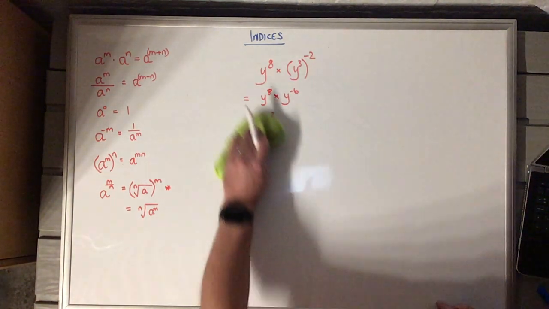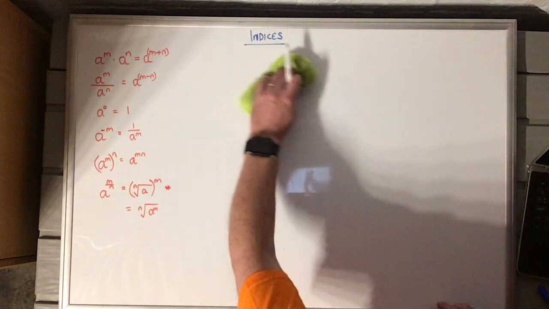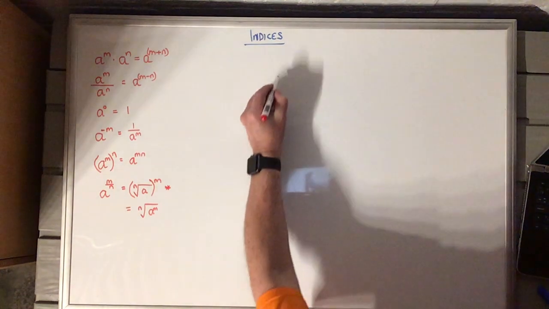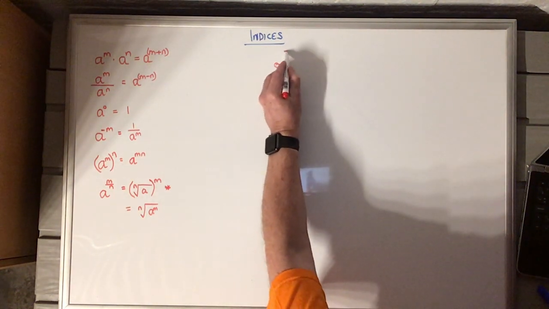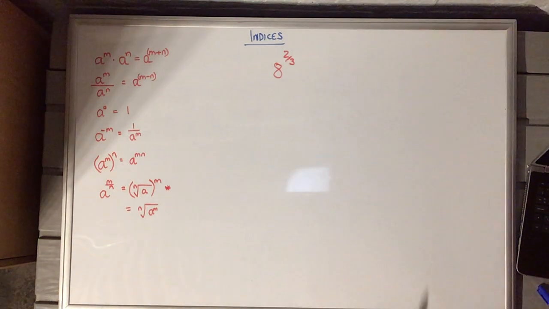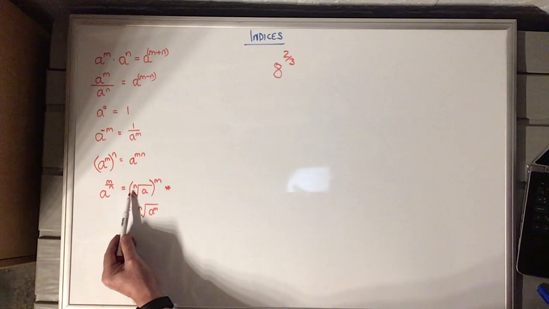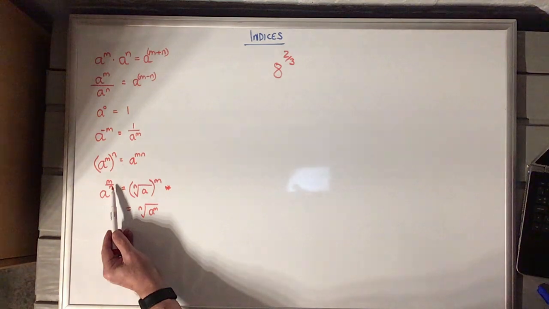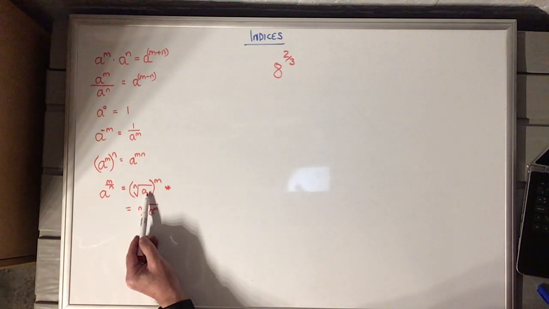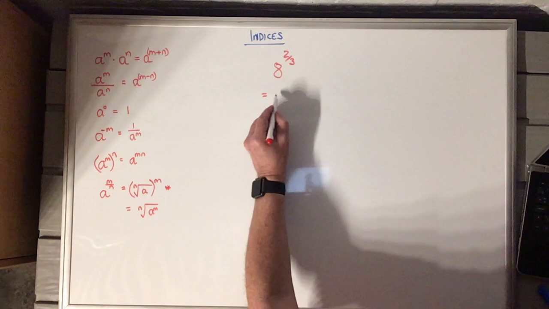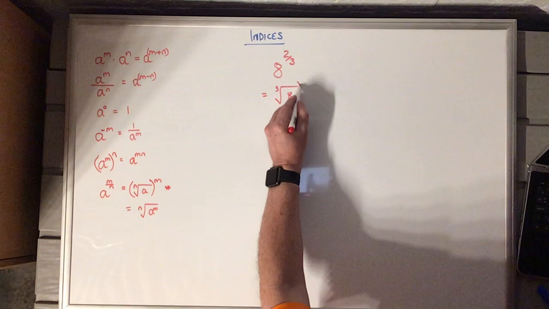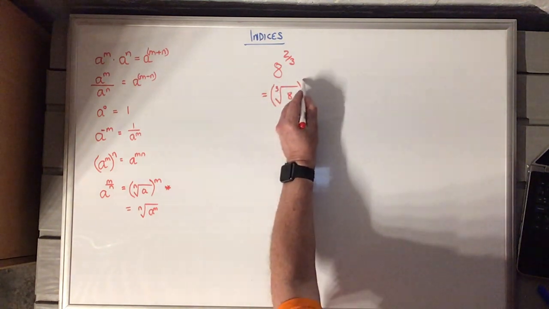Right, the next one I'm going to do involves just numbers, so we're not going to have any algebra in it, it's just going to be a number to a particular power. So we have 8 to the power 2/3. How do we work that out? Well, that's going to be this rule here. That's a number to a fractional power, and we're going to use this part here. So that's going to change to the cube root of 8, all to the power 2.